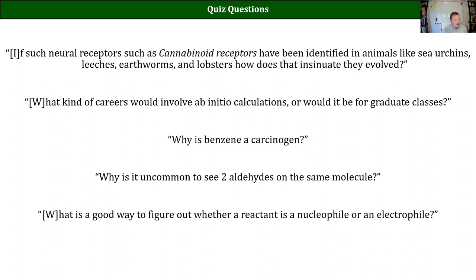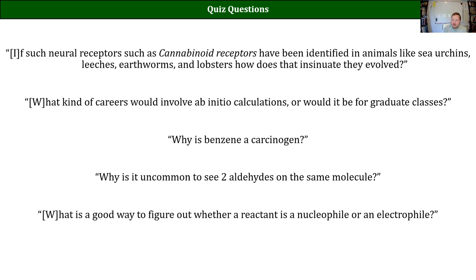For instance, why the heck are we bothering with ab initio calculations? You phrased it more kindly than that. But basically, why does anybody care about ab initio calculations? And the answer is that it does get used occasionally in industrial research, but it's mostly in academic research at this point. Computers aren't to the point where they're quite strong enough to fully model everything using these ab initio calculations.